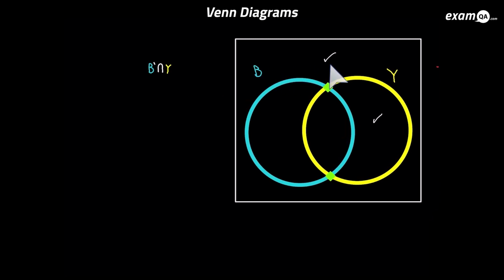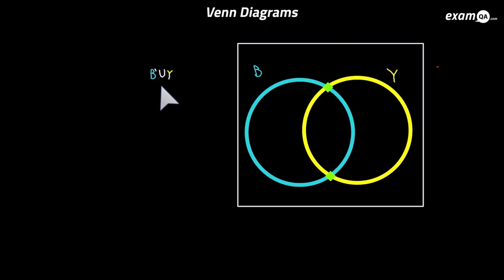So I've ticked every place where it's not B, the outside, and in that region, and in the Y region. And then I go and tick where it's Y. And then I go back to the question. It wants not B and Y. It means it wants both of these at the same time. So which region was in both cases? Basically, which region is double ticked? And that's the region we're looking for. That's the answer. So if you do it like this, it's not too difficult.